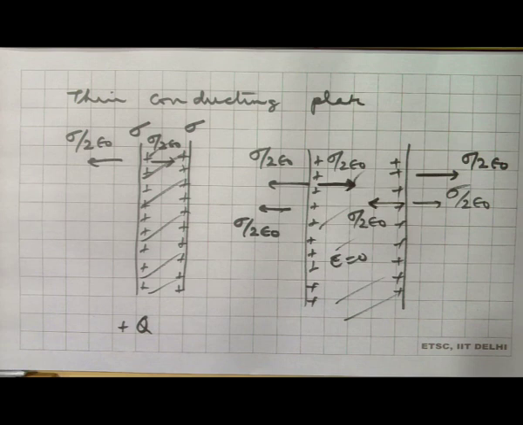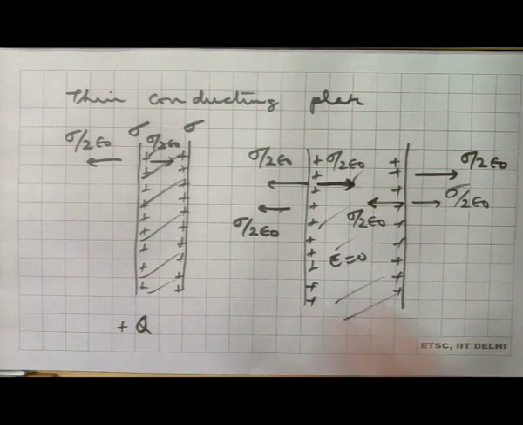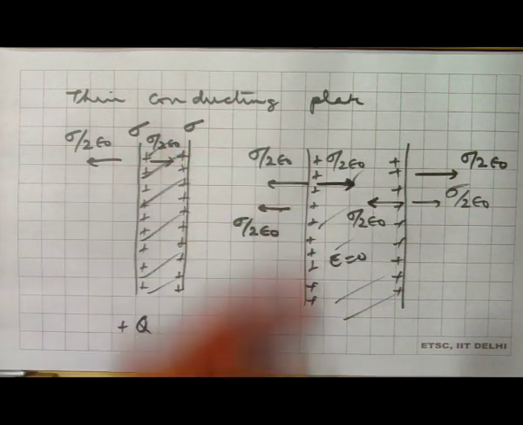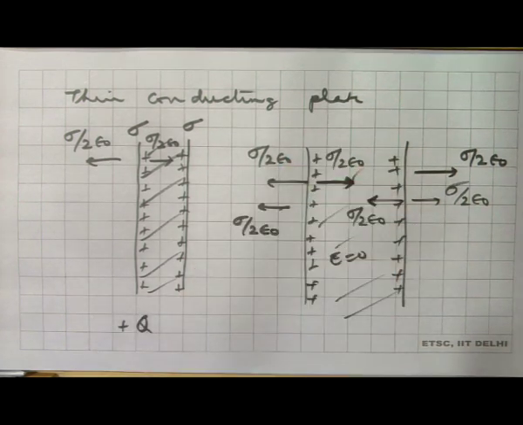So, as you can see in this problem, if it is a solid conductor, the charges would equally distribute on the front and the back surface, this surface and this surface, so that the field produced by this surface charge density and the field produced by this surface charge density are exactly equal and opposite and cancel each other off to produce 0 electric field inside.